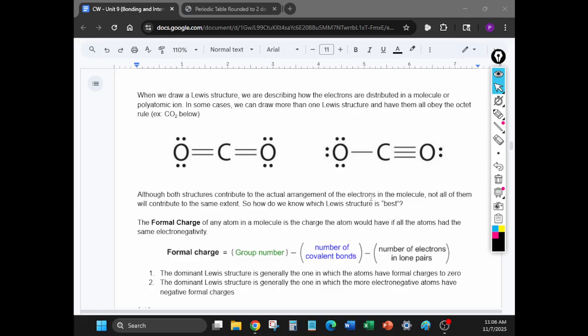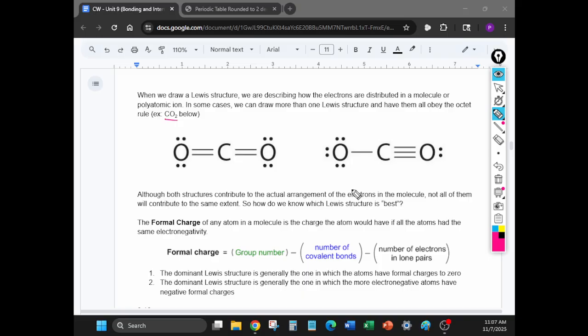All right, so we're going to be talking about a pretty annoying concept. I really don't like this concept, but it's important to talk about. And sometimes they ask you questions on it. But there are multiple ways to draw a Lewis structure while having everybody obey the octet rule. So you don't need to draw these diagrams. But here we have CO2.